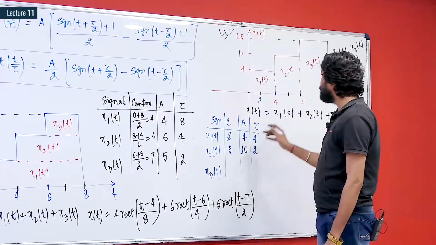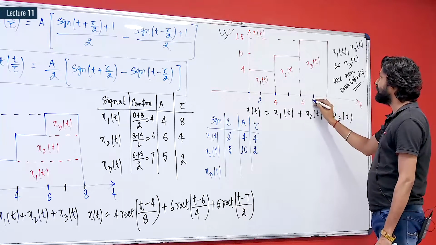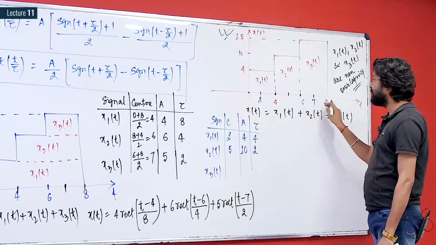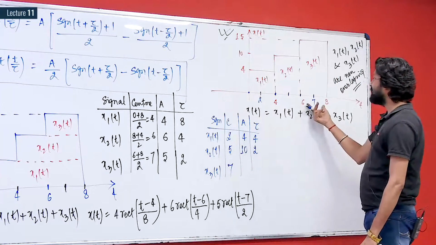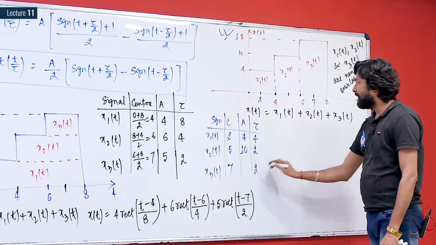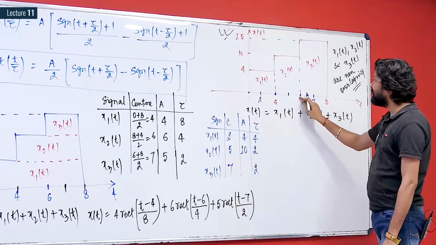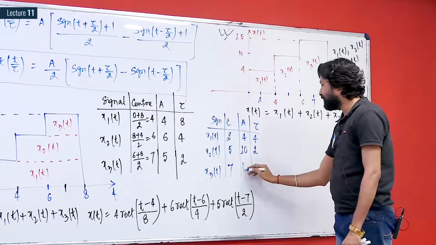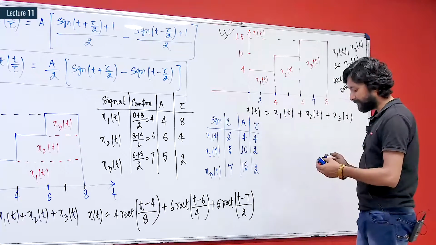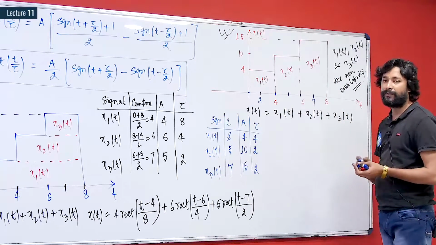Again for the third rectangle, x3 of t, it lies between 6 and 8, so the center will be at 7, obtained by (6 + 8) divided by 2. The total width is 6 to 8, that is 2 seconds, and the amplitude, at which the value of the function is constant between 6 and 8, is going to be 15. So these are the values of A, center and tau if we consider non-overlapping functions.